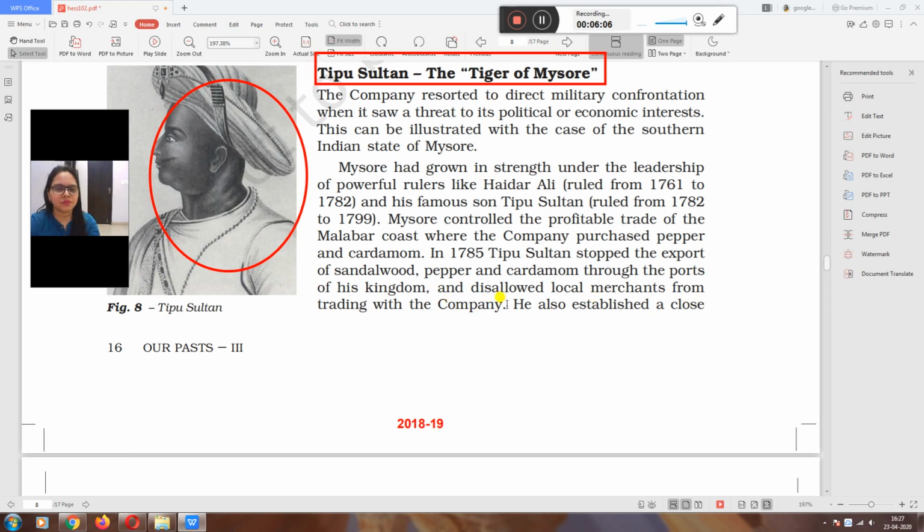Now the main points are: first one, who was the ruler of Mysore? Hyder Ali, and his son was Tipu Sultan, one of his famous sons. He had many sons, but Tipu Sultan was the famous one.